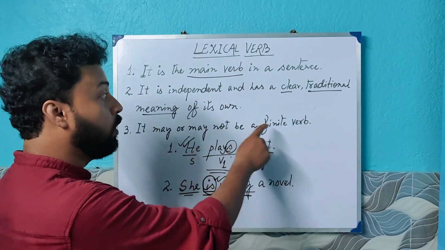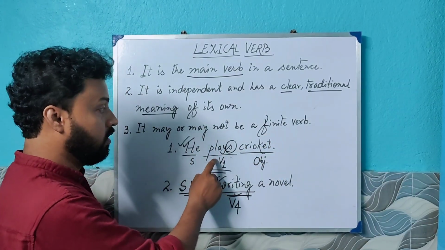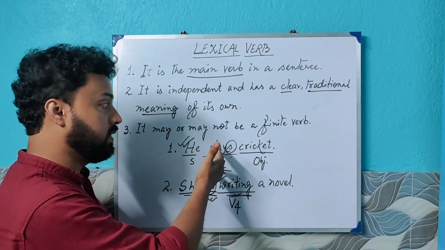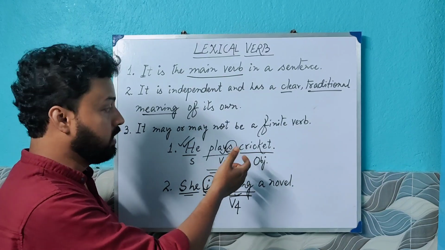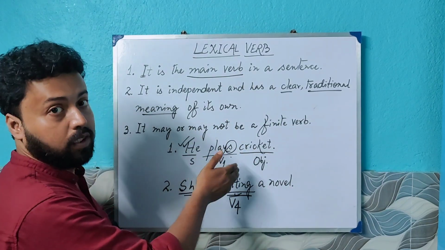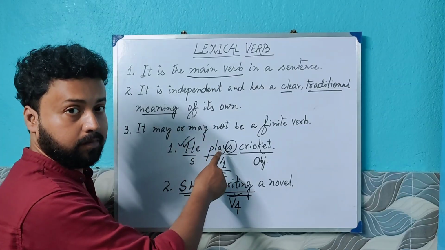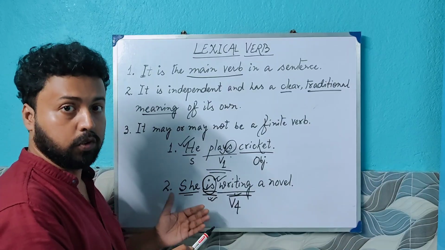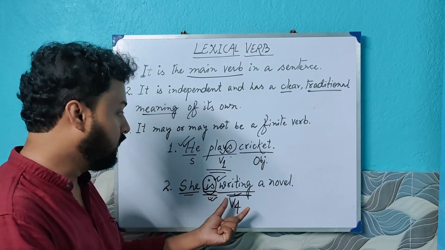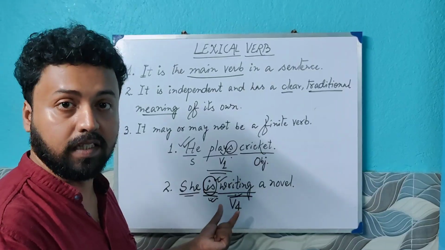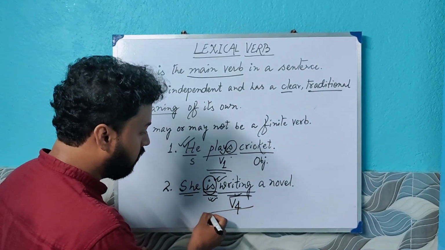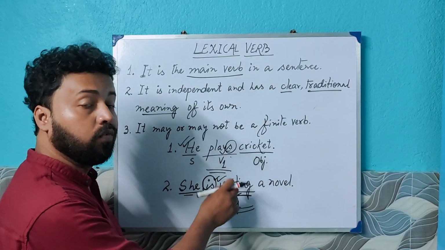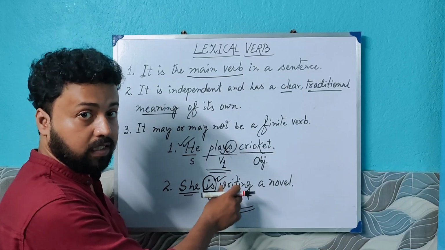A lexical verb may or may not be a finite verb. In example number 1, the verb plays is a lexical verb because it expresses a clear traditional meaning and also the core idea of the sentence of playing cricket. That is why it is a lexical verb and a finite verb, because it is showing the tense, number and person. In example number 2, the auxiliary verb is the finite verb because it shows the tense, number and person. The writing here is a participle and therefore a non-finite verb. So this is a verb phrase that has included an auxiliary verb and the main verb. The main verb here is a non-finite verb, the participle. Okay, the main verb, the lexical verb.